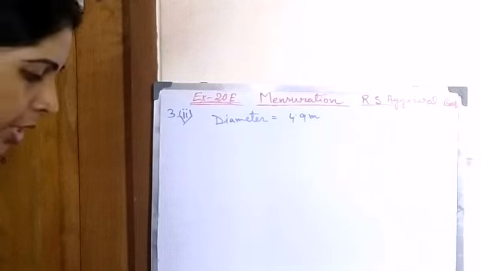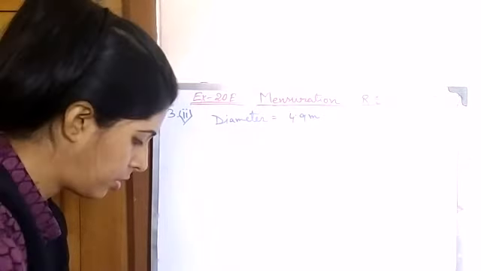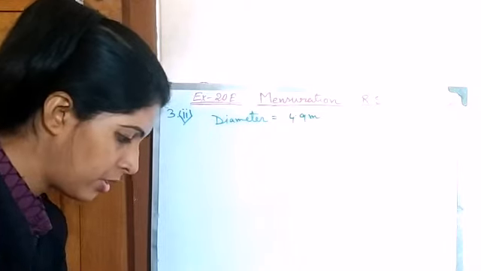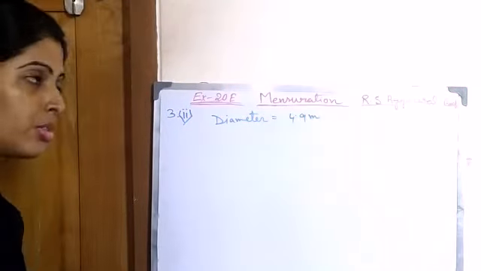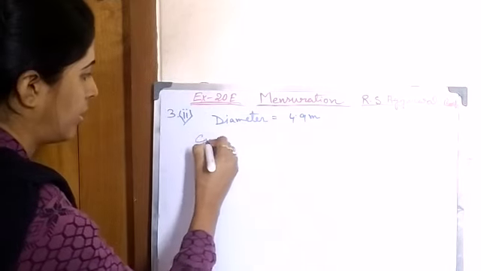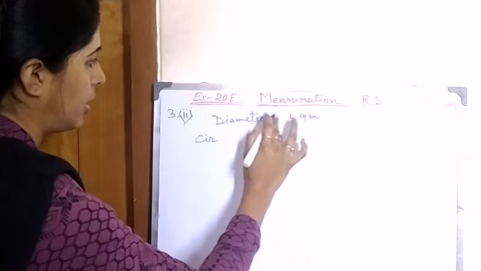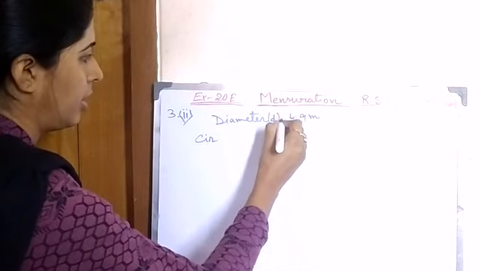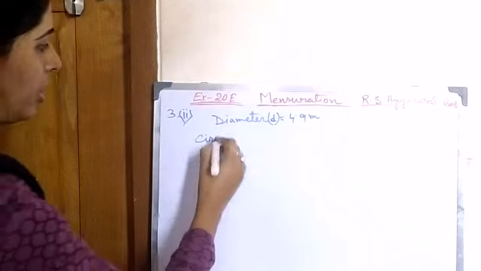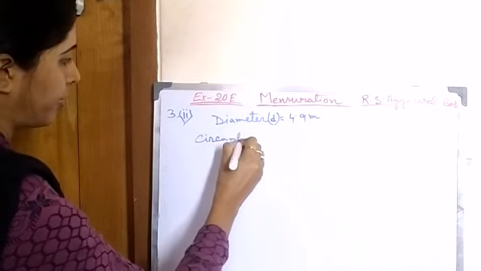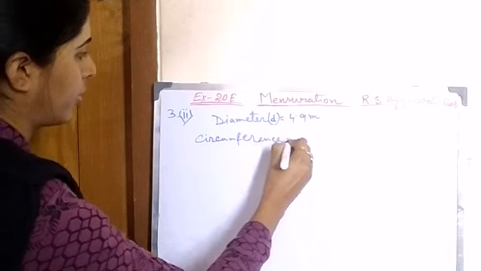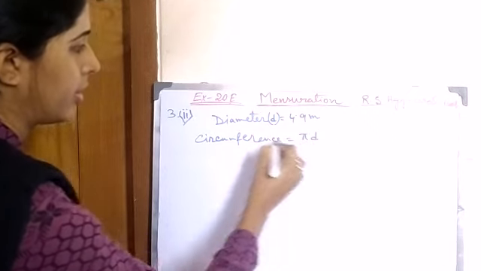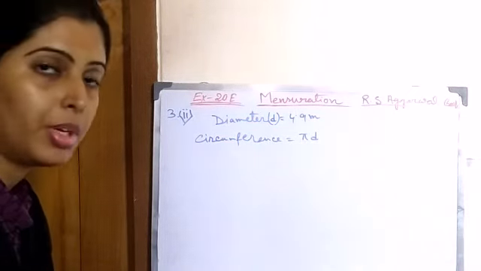Now question number 2. The diameter is 4.9 meter and we have to find the circumference. So here I will denote the diameter by D. The diameter is 4.9 meter. I will put the circumference formula by diameter, that is pi d. That is the formula of circumference.